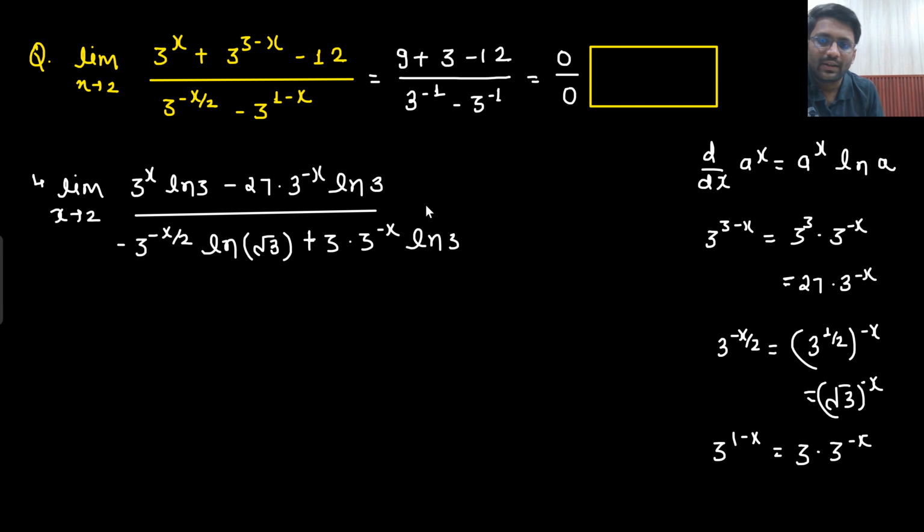Okay, now put down the values again. Let's check back the differentiation. This will be as it is, 3 to the power minus x ln 3, then negative sign, then 3 to the power minus x by 2 ln under root 3, then negative sign, then 3 to the power 1, 3 to the power minus x ln 3, then negative sign. Yeah, everything is fine. Now you need to put the limit. So this will become 9 ln 3.